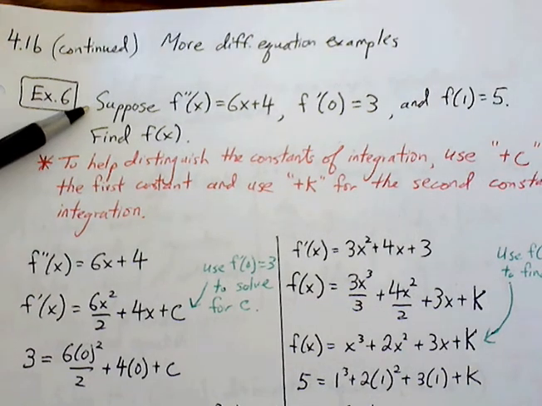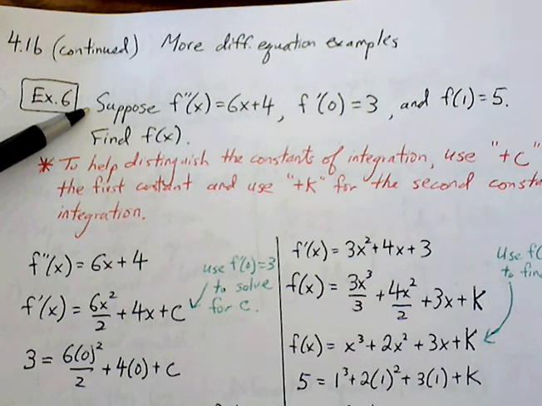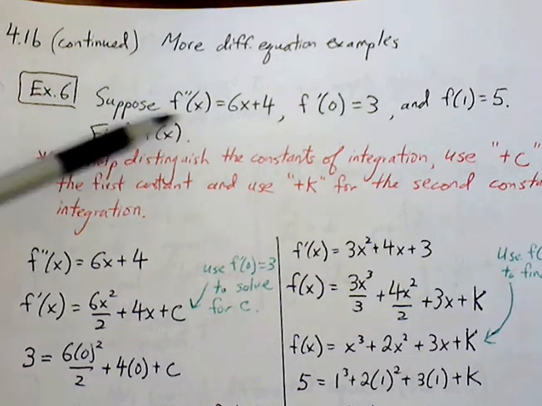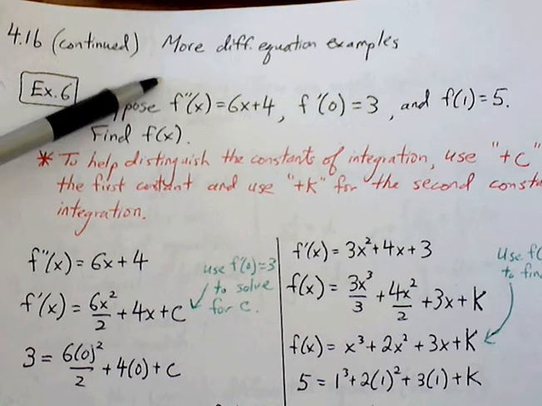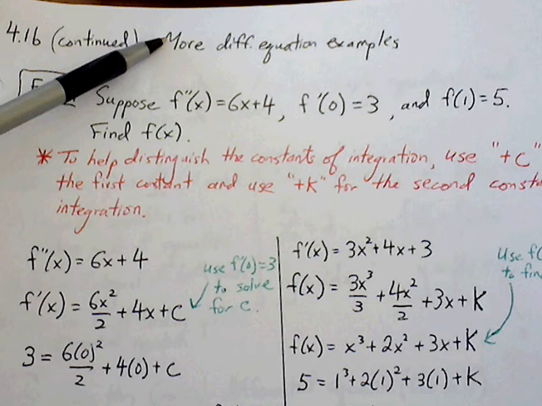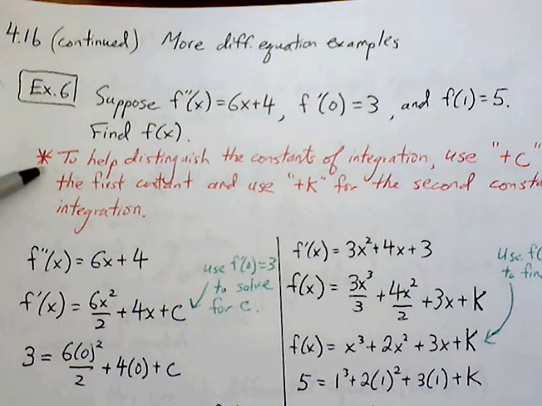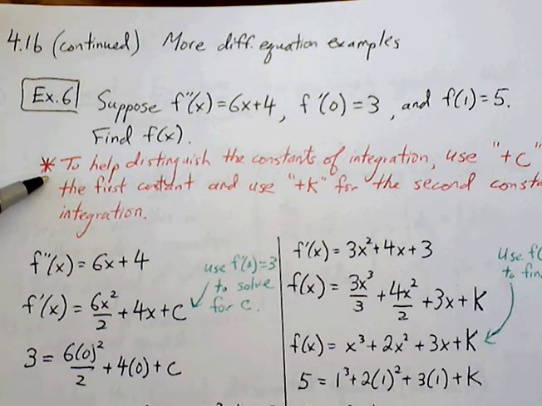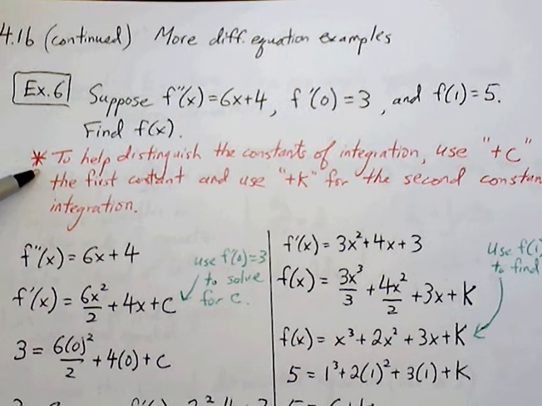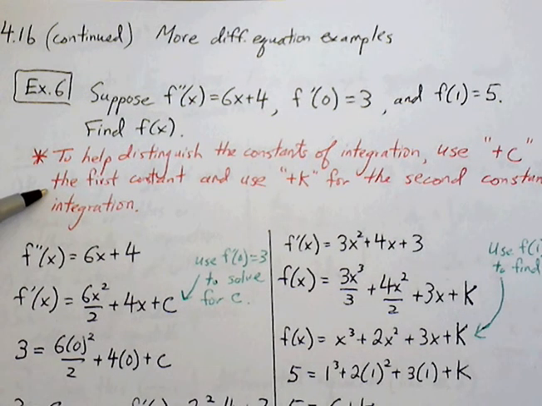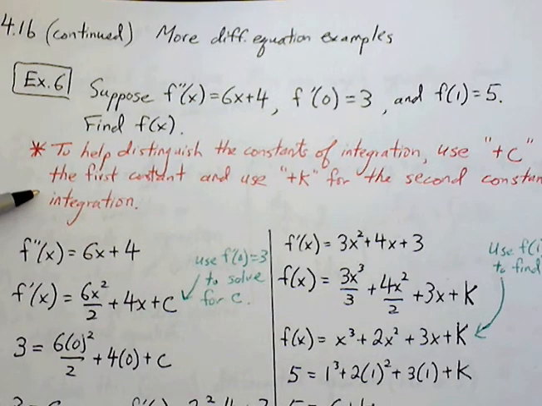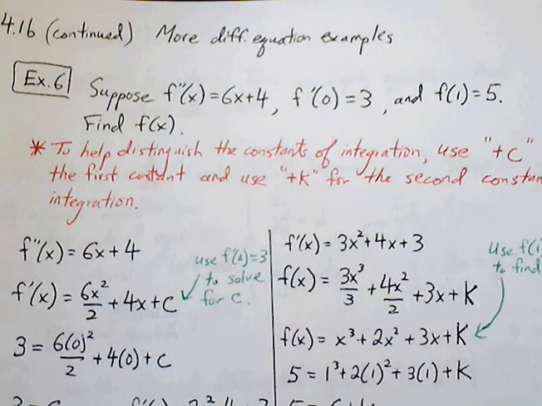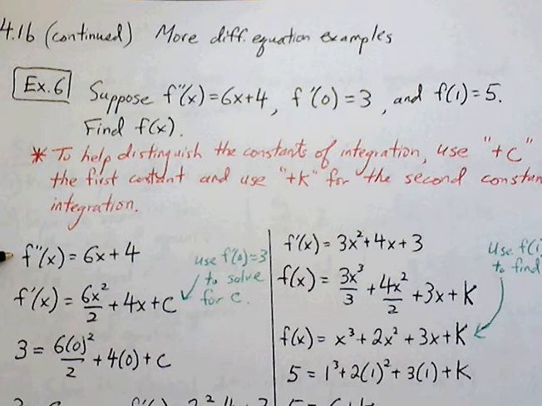And we're going to have to go through the integral process twice. Once to get from f double prime to f prime, and then another time to get from f prime to f of x. To help distinguish the constants of integration, we're going to use plus c for the first constant, and plus k for the second constant of integration. We're going to find the indefinite integral twice, so we'll use plus c for the first and plus k for the second.